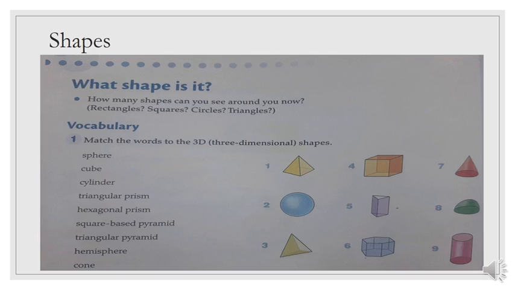Moving on to the other word, which is square-based pyramid. A pyramid, like the one found in Egypt, but with a square base. So this one is number 1. Triangular pyramid is number 3. Again, triangular, 3. Then we move on to hemisphere. Where's a hemisphere? This will be number 8. It's the half ball. Then we have the last one, which is cone. It's definitely number 7.